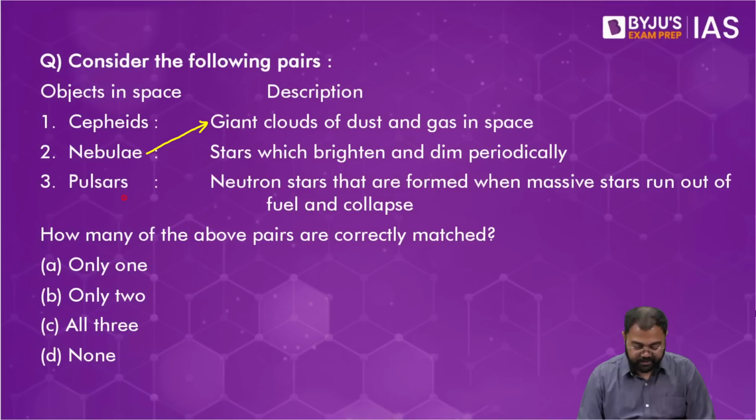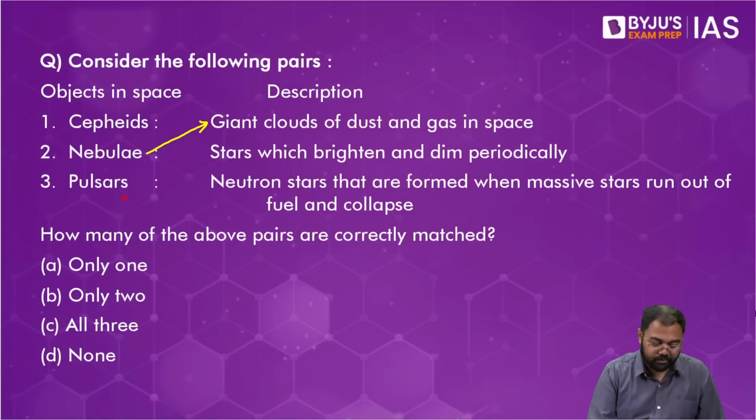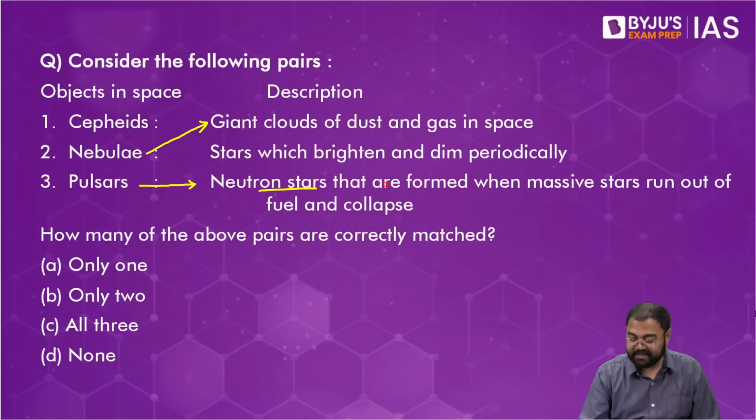So that's why we say that these are pulsating sources, or these are the pulsars. There will be pulses of radiation that they will be throwing out, and a pulsar will be formed when a massive star dies, when the massive star is running out of its fuel. When we discuss that either neutron stars or black holes are formed, this is where pulsars come into existence. So this is what they have described correctly: neutron stars that are formed when massive stars run out of fuel and collapse. So in that case, these two are wrongly matched and only one of them is matched correctly.